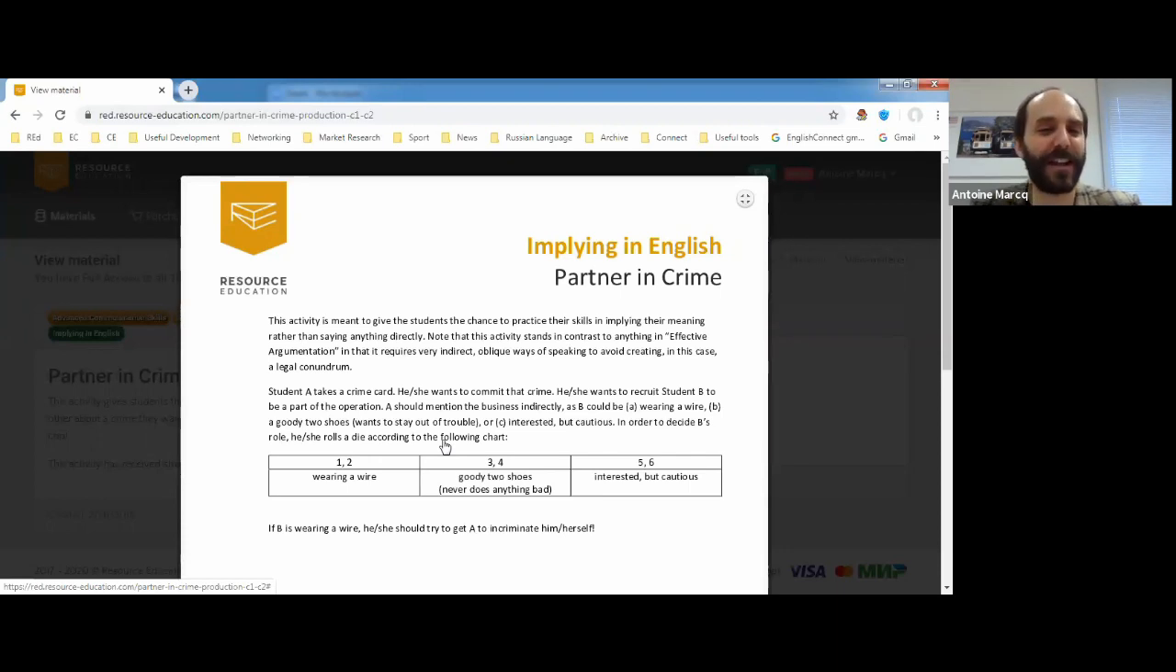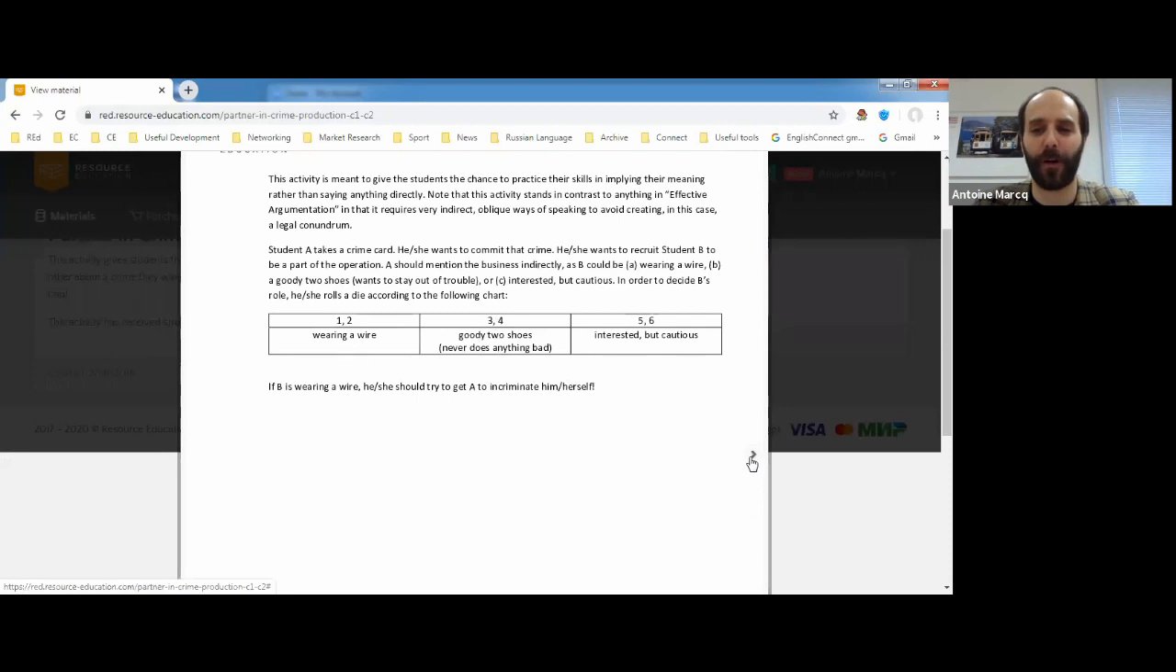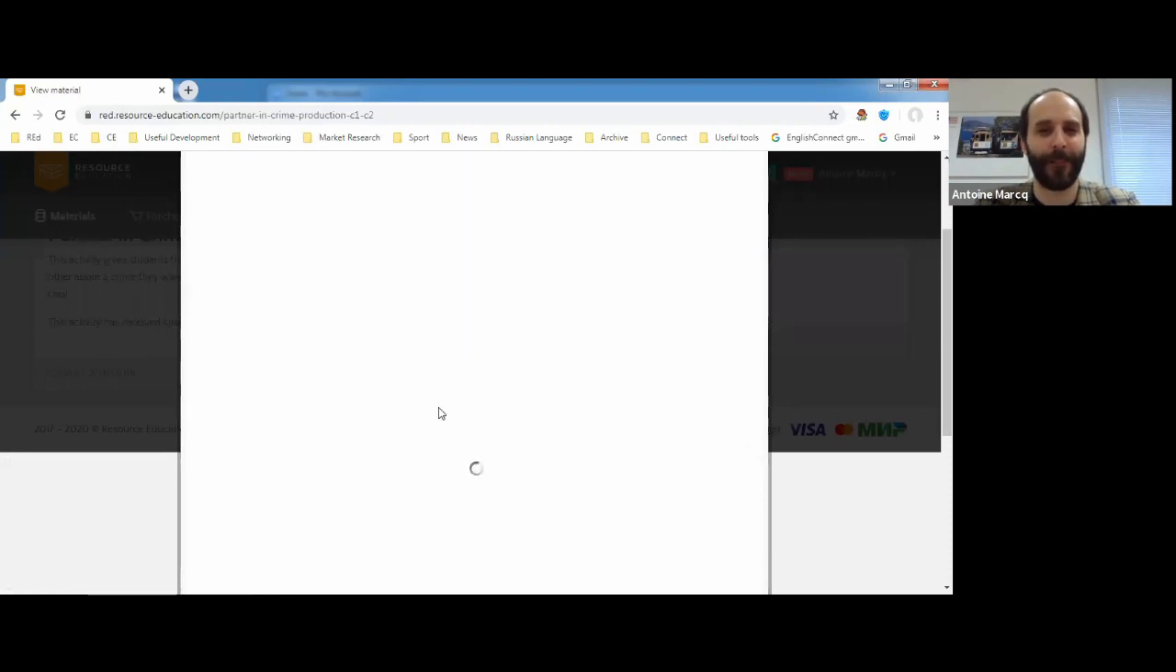So in order to decide B's role, again, you roll a dice. 1, 2, he's wearing a wire. So the student B can react by trying to get student A to confess more. 3, 4, goody two-shoes, never does anything bad. No. Whatever they understand, they refuse. Or interested but cautious, try to find out more. The crimes are fun. We're not going too serious.